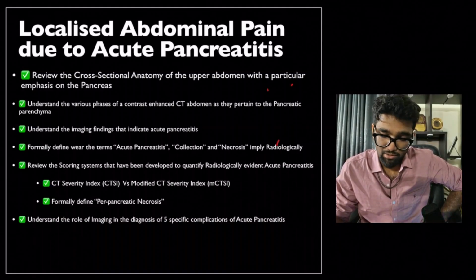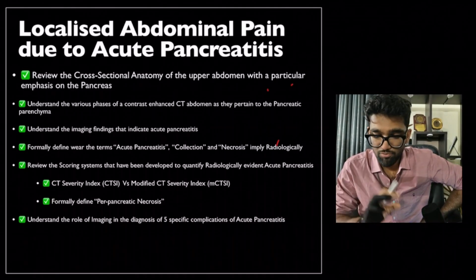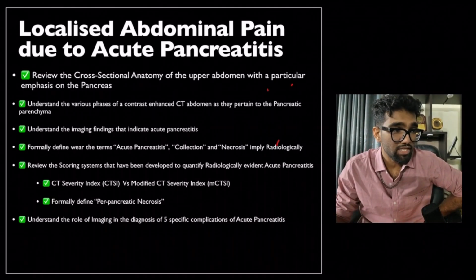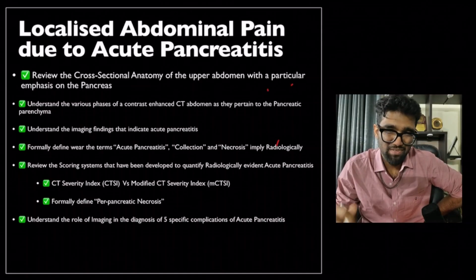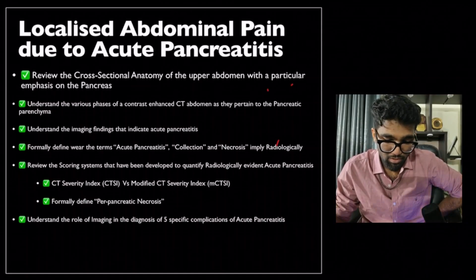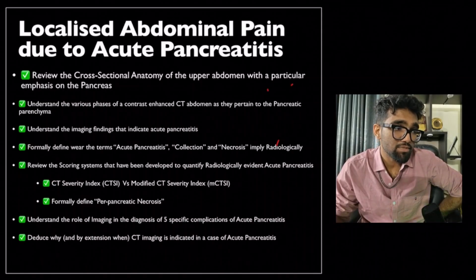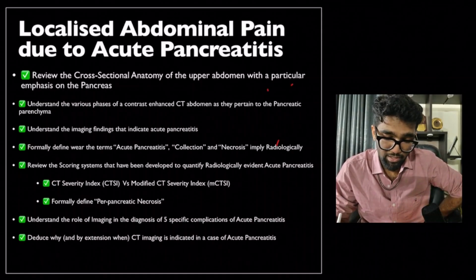A for ascites, B for blood or vascular complications, C for conduit, that is your gastrointestinal tract complication, D for damaged parenchyma. I've defined what damage to the pancreas basically means, and E, as I discussed, was effusion, specifically pleural effusion. Then we've deduced why, and by extension when, CT imaging is indicated in a case of acute pancreatitis.